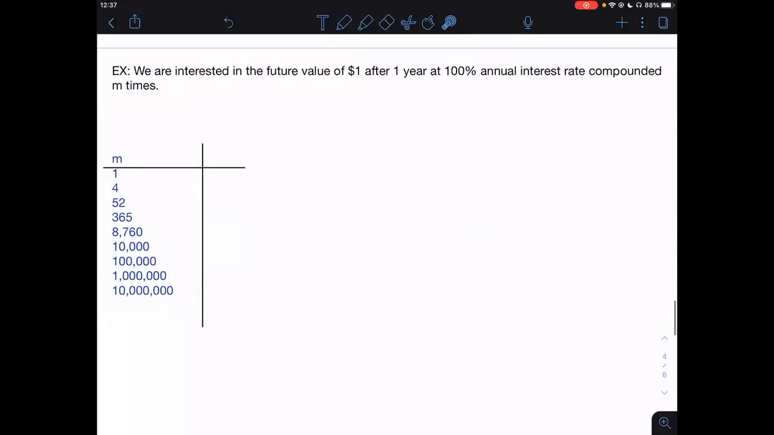Okay, now let's do one more example here. Suppose for this example, we're interested in the future value of just $1. So a $1 investment. The future value of $1 after only 1 year at 100% annual interest rate, compounded many times a year for these different values of M: for 1, 452, 365, all the way to 10 million. Okay, so let's first identify what type of calculation we are making. Well, it tells us right here, we're finding a future value.